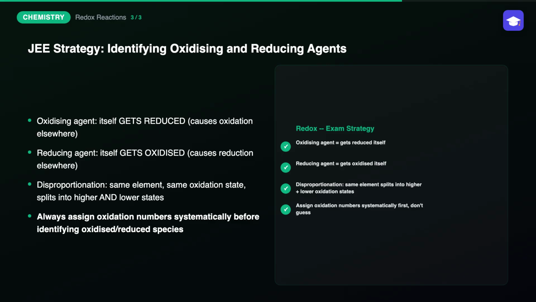Also remember to always assign oxidation numbers to every single atom systematically before attempting to identify which specific species is oxidized and which is reduced. Guessing directly from molecular formulas alone leads to frequent errors.